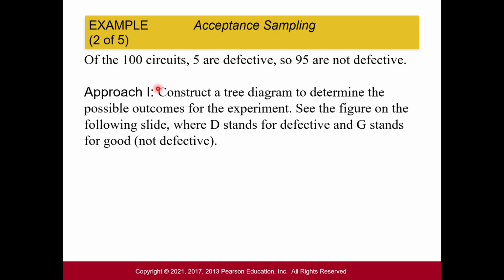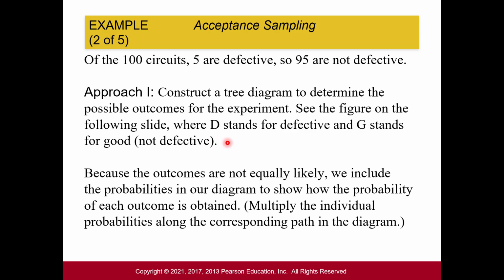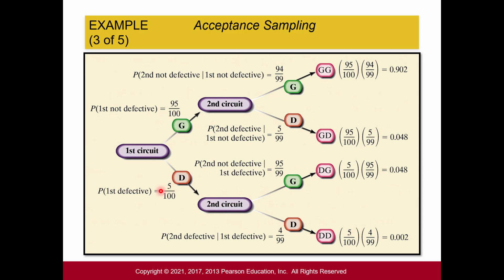One way we can approach this is to construct a tree diagram to determine the possible outcomes for the experiment. Looking at the figure, D stands for defective, G stands for good or not defective. The outcomes are not equally likely. We'll include probabilities in our diagram to show how the probability of each outcome is obtained. This is done by multiplying the individual probabilities along the corresponding path in the diagram.